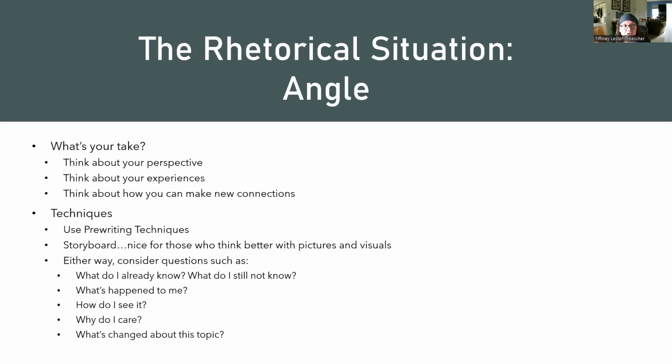For your angle, think about what makes your piece different than anything else out there. What is your take? Think about your perspective, your experiences, and how you can make new connections among your topic and other things going on. It's really just, what are you bringing to the table that is going to say something different or say it in a different way about your topic? And you can use pre-writing techniques for this, which we will look at later. You can use a storyboard, which is nice for those who are more visual learners. You can storyboard it out with pictures.